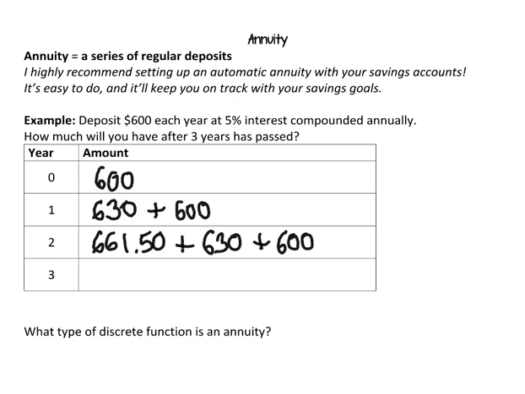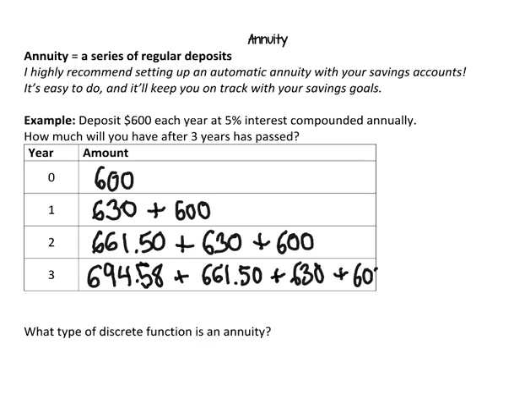All right, now in our next year, this just keeps going. Your $661.50 will grow with compound interest again, all the way up to $694.58. The 630 will grow with compound interest to 661.5. The 600 that you put in last year will grow to 630, and you'll put in another 600.